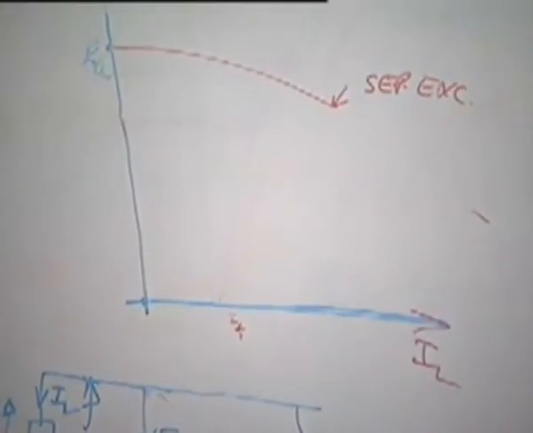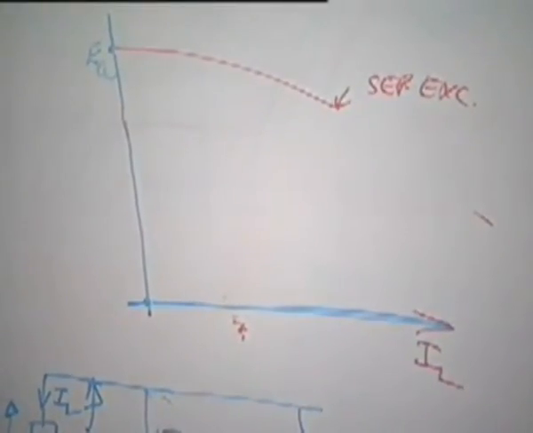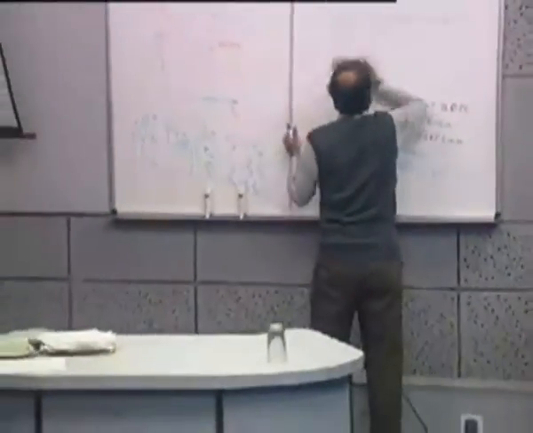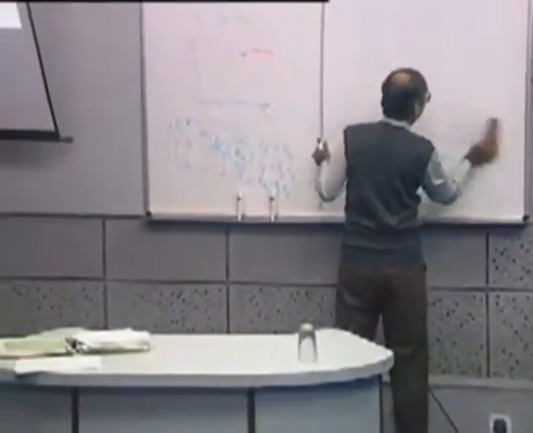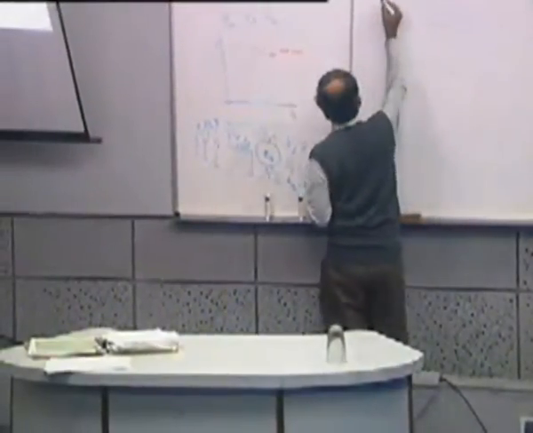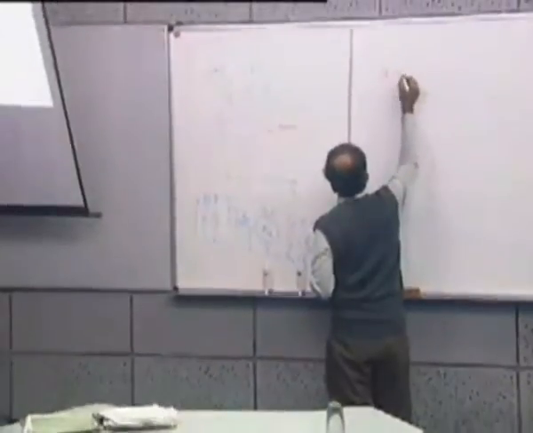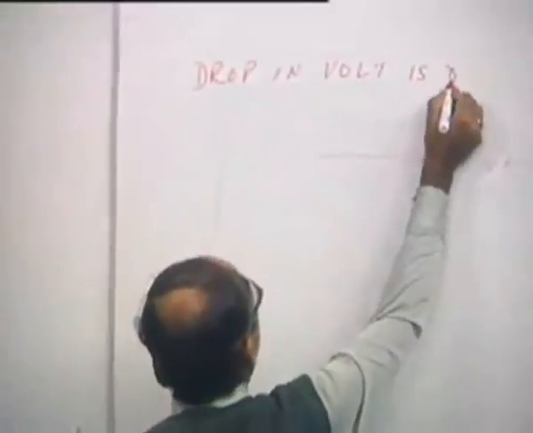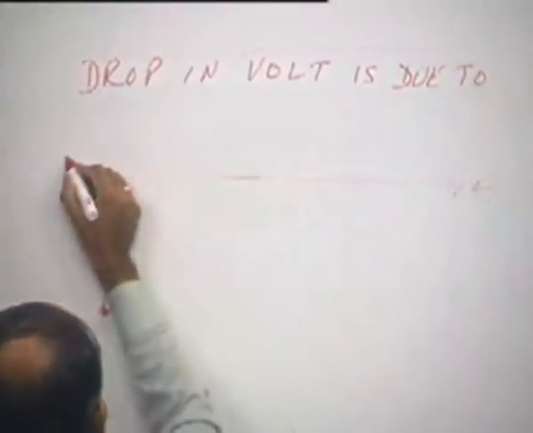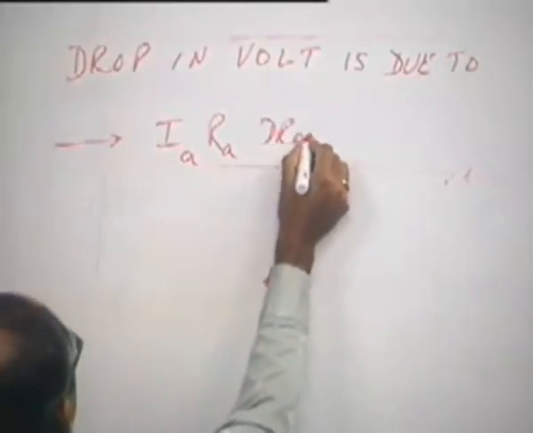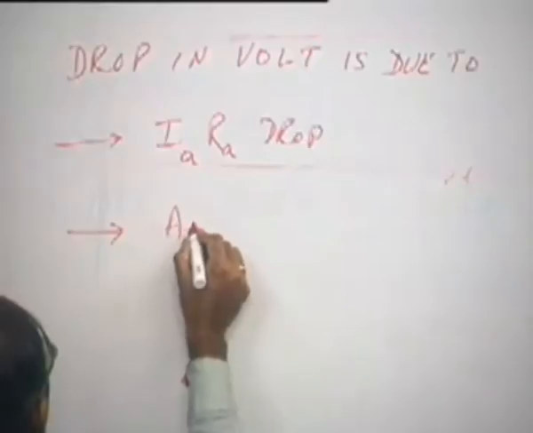With a separate excitation, the flux will be constant, but there is a drop. Why is there a drop? The drop is due to the winding resistance as well as armature reaction on load, the demagnetizing effect of armature reaction. So the drop in voltage is due to the IaRa drop, then armature reaction.